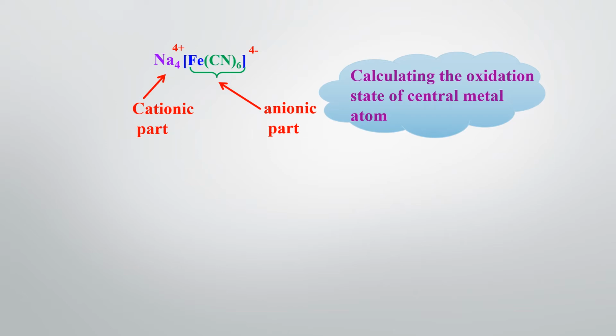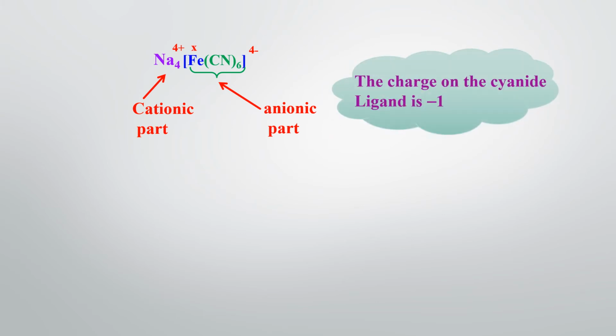Now next, we have to calculate the oxidation state of the central metal atom. Take X, the central metal is iron, Fe. Cyanide has a -1 charge. So X plus 6 cyanide ions are there. The charge of cyanide ion is -1. 6 into -1 is equal to the charge of the sphere, which is -4. Then X is equal to -4 plus 6, so X is equal to 2. That is nothing but the iron oxidation state is 2.